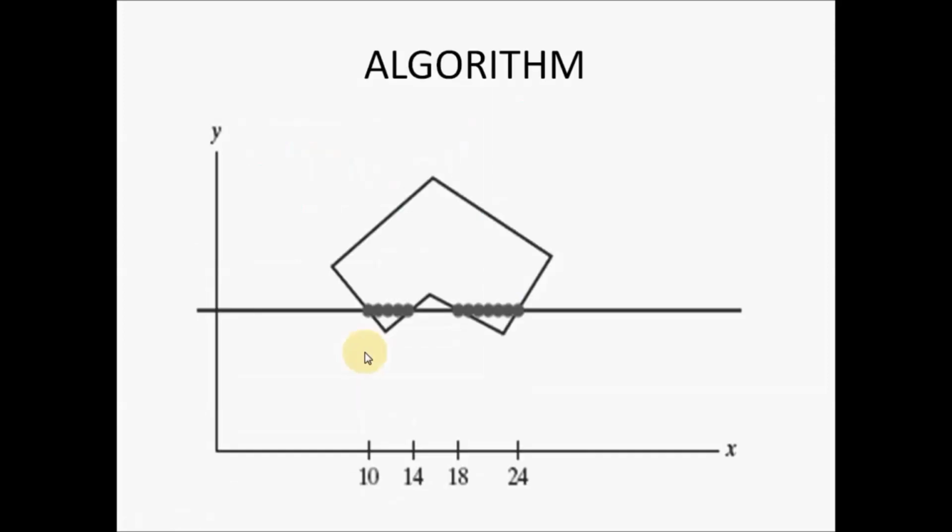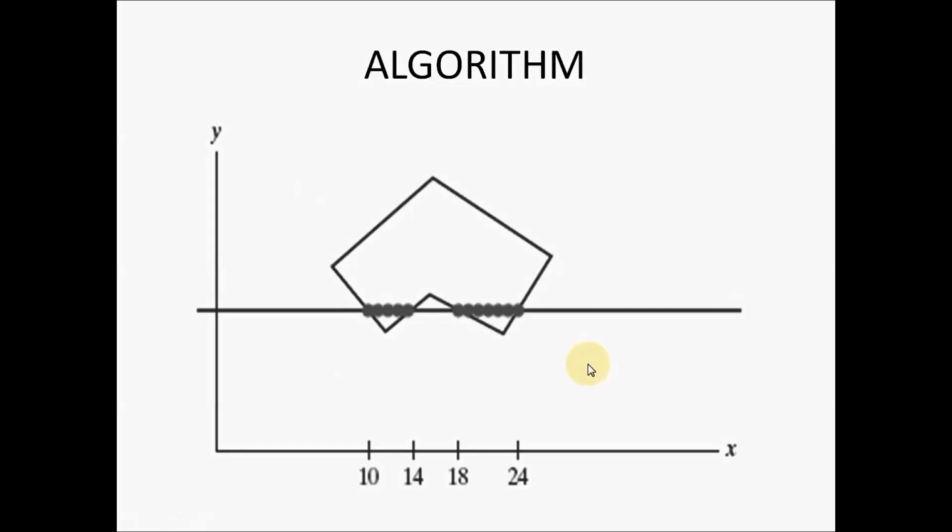Now I will explain the algorithm. To explain this algorithm, I am considering my polygon here. This is my polygon. Here I have considered only one scan line. Whatever procedure I am going to explain now, the same procedure can be repeated for other scan lines also, but for example's sake I am considering only one scan line here.